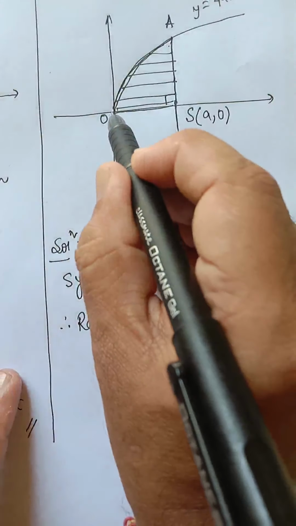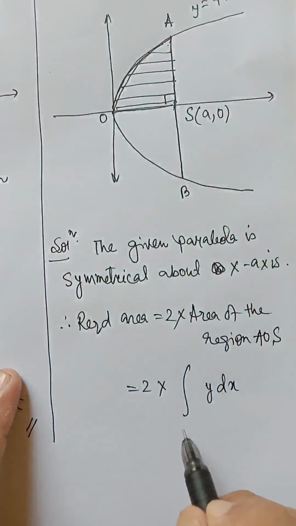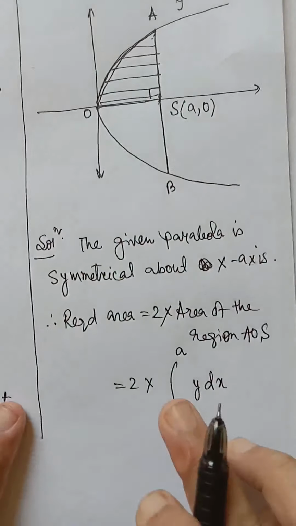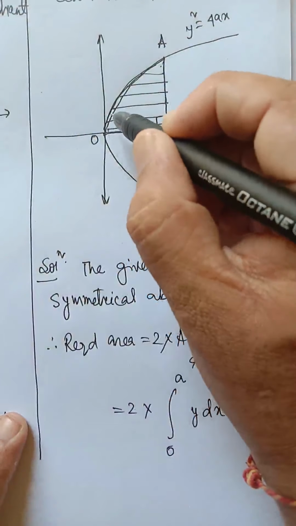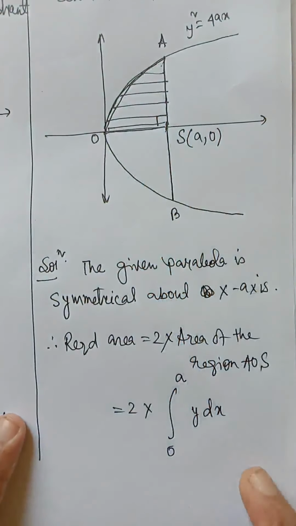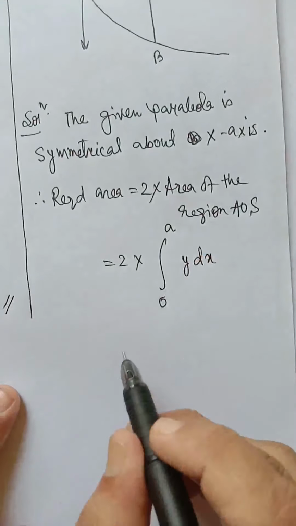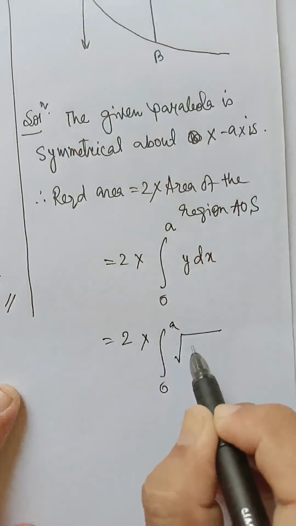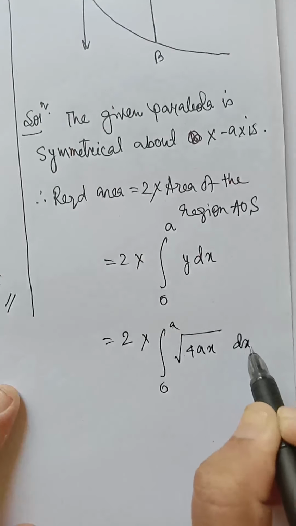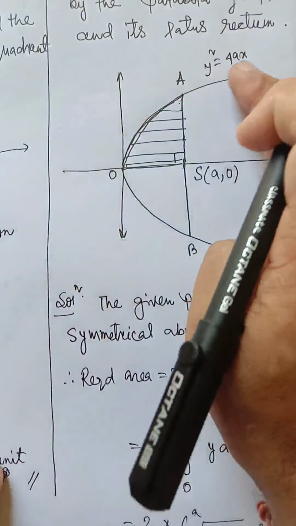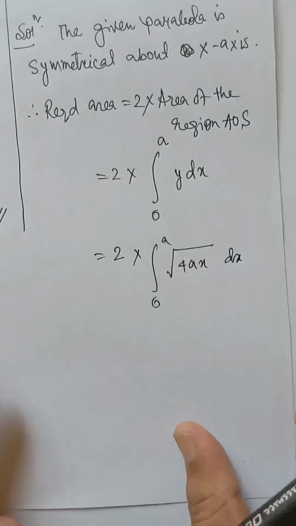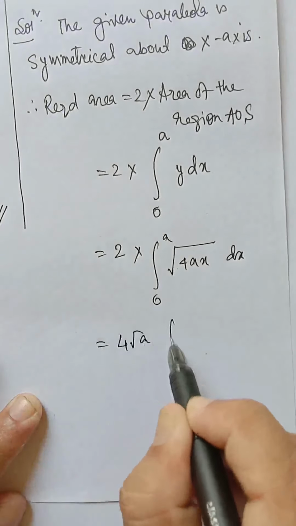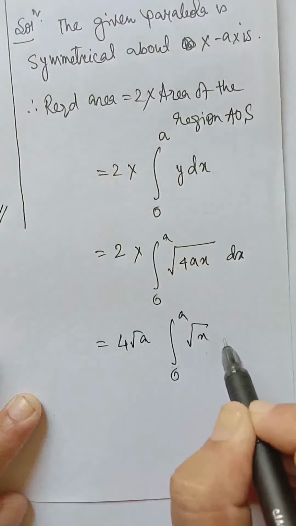On the x-axis the region varies from 0 to a, so it will be the integral from 0 to a of y dx. And y we have to replace from the equation of the upper boundary, which is the parabola y square equal to 4ax. So y will be root over 4ax. Root over 4a is 2 root a. It will be 4 root a times the integral from 0 to a of root x dx.